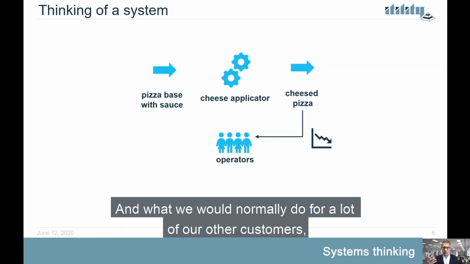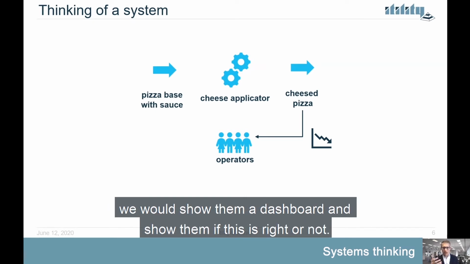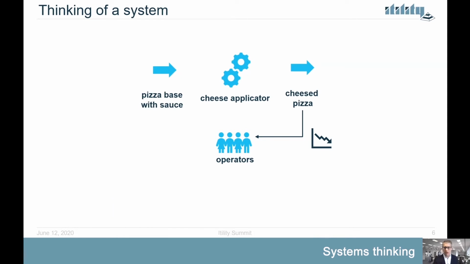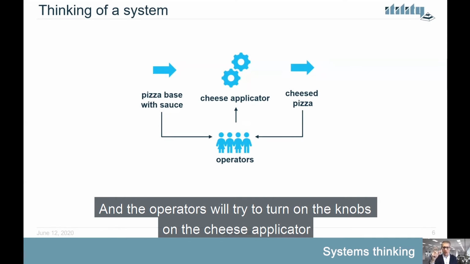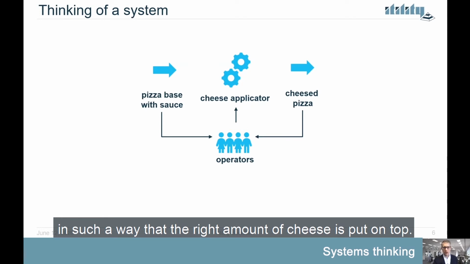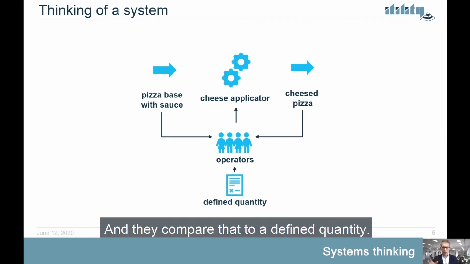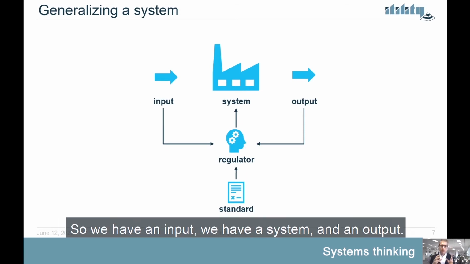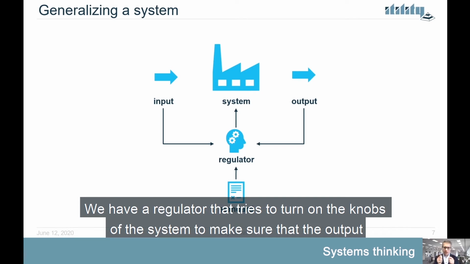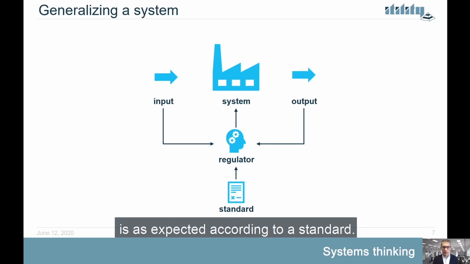And what we would normally do for a lot of our other customers is show them a dashboard and show them if this is right or not. But we actually want to go a step further. And to do that, you also need to look at what's going in, so the input side of the system. The operators will try to turn the knobs on the cheese applicator in such a way that the right amount of cheese is put on top. And they compare that to a defined quantity. This way of thinking about a system we can generalize. So we have an input, we have a system, an output. We have a regulator that tries to turn the knobs on the system to make sure that the output is as expected according to a standard.